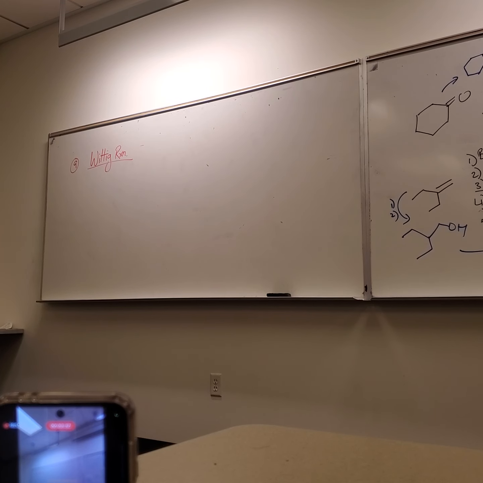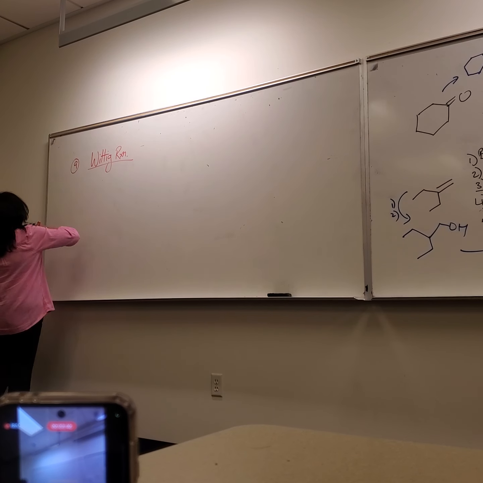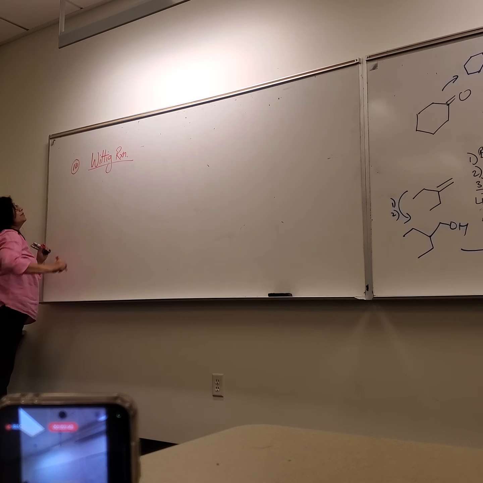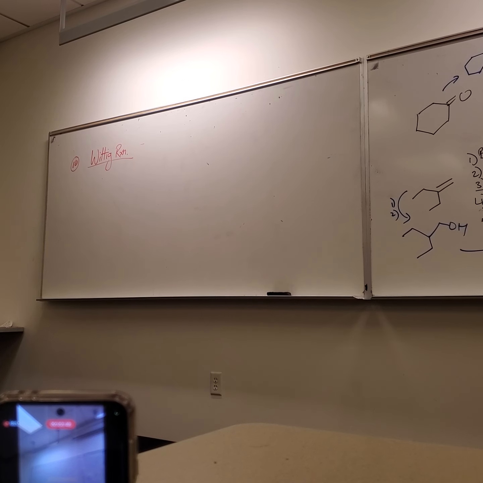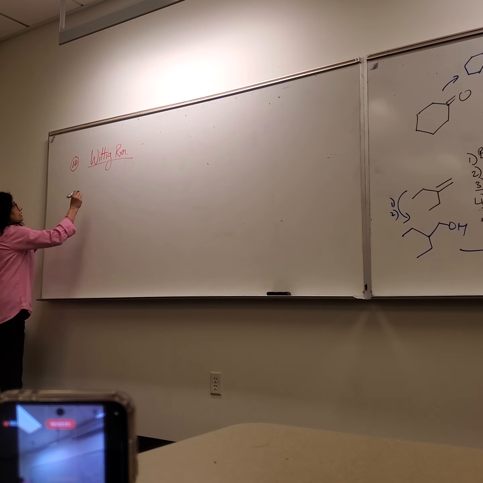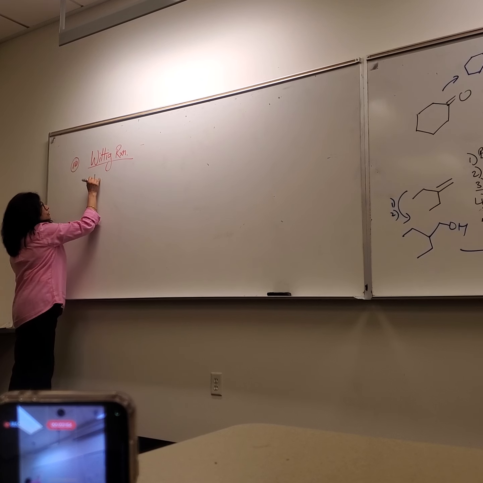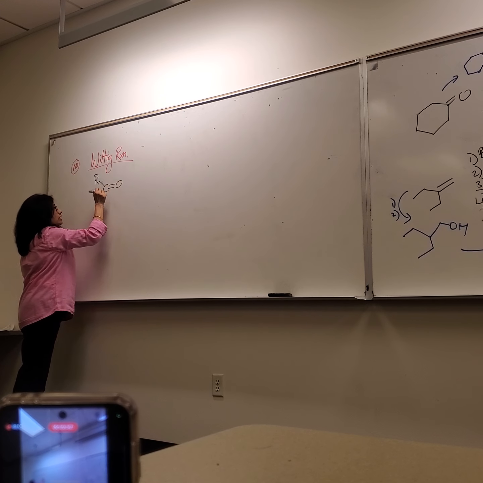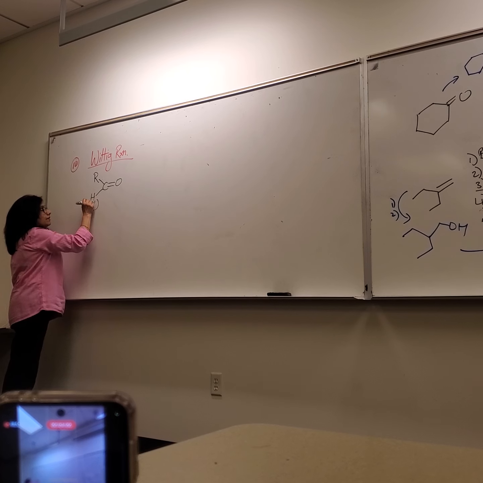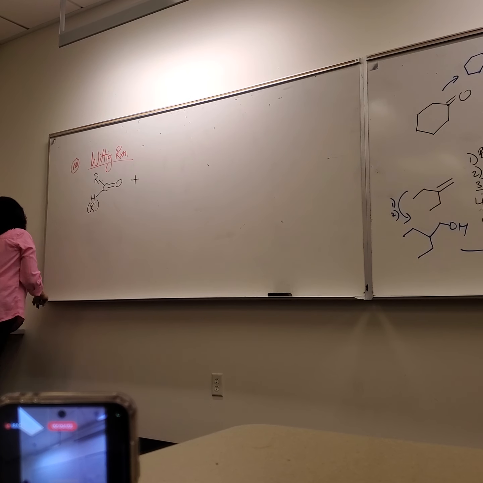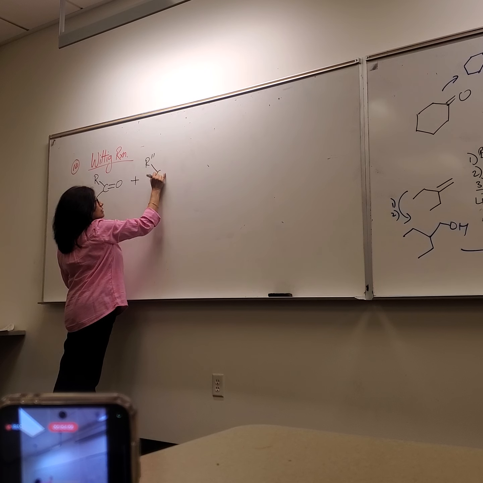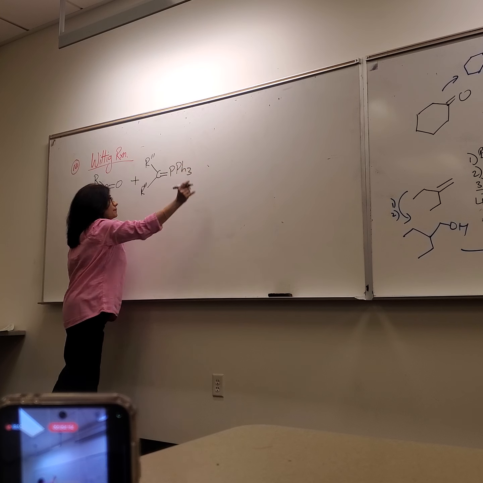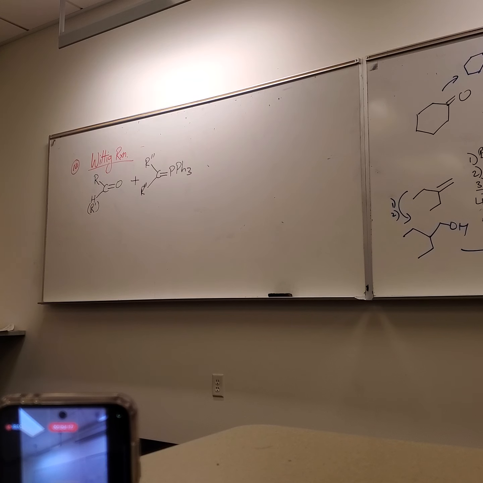This is number 10. So what is Wittig reaction? Wittig reaction is a reaction between aldehydes or ketones, and something I'll tell you what it's called in a second. Something that has that structure.